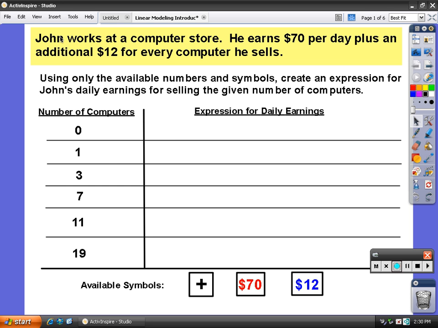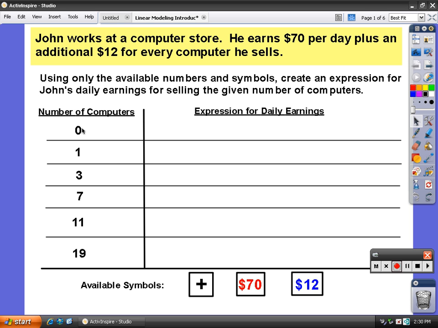So John works at a computer store. He earns $70 per day plus an additional $12 for every computer he sells. And I'd ask them to, just using the available symbols at the bottom of the page here, construct an expression for his daily earnings. Get the students to go up to the active board and do that themselves.